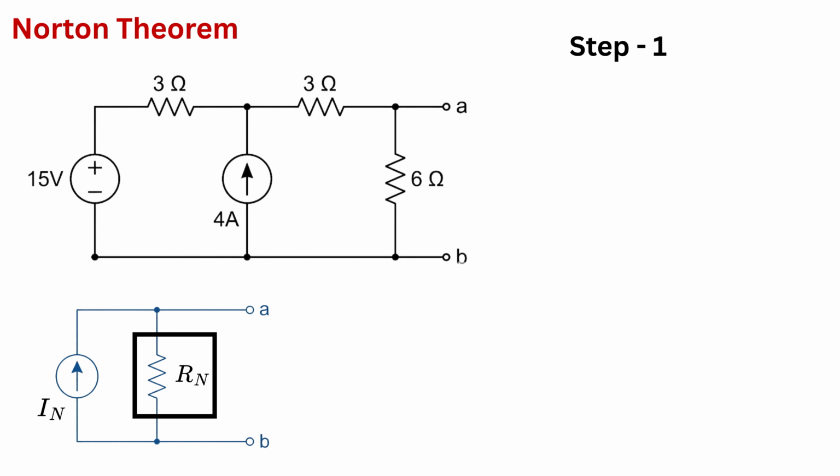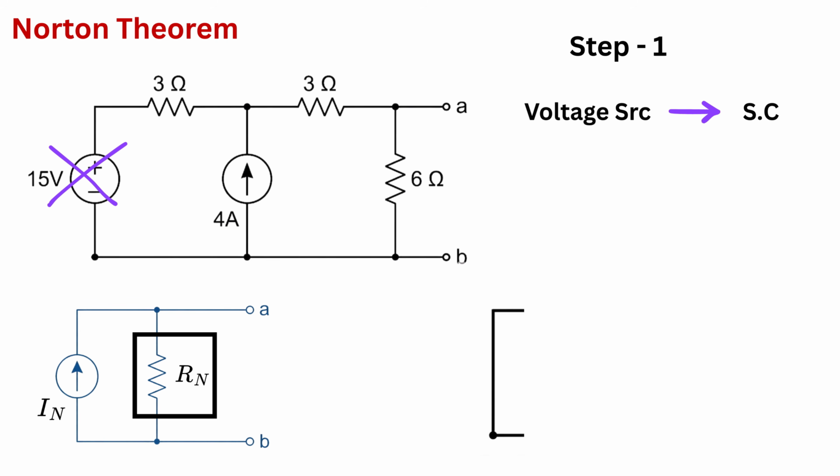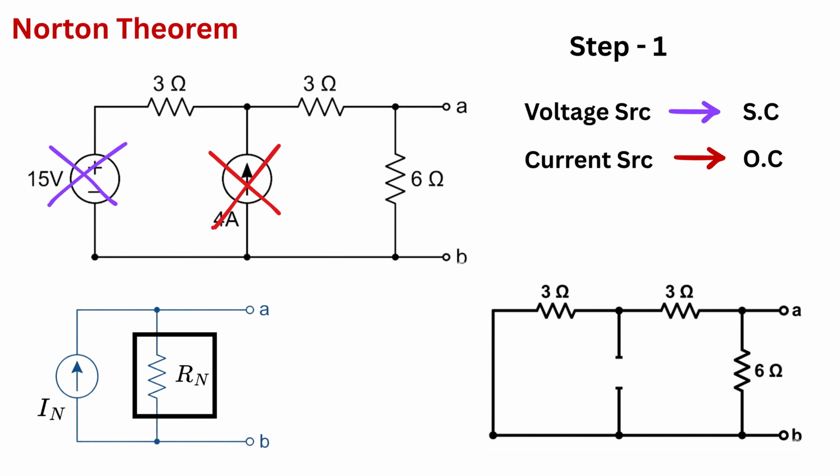To find RN, we deactivate all independent sources. That means all the voltage sources are replaced by short circuits. So short circuit this 15-volt source. Then all the current sources are replaced by open circuits. So make this 4-ampere source an open circuit. This means nothing is present here.